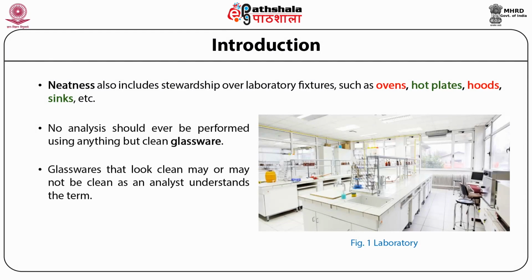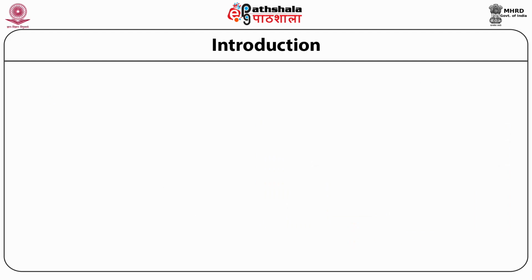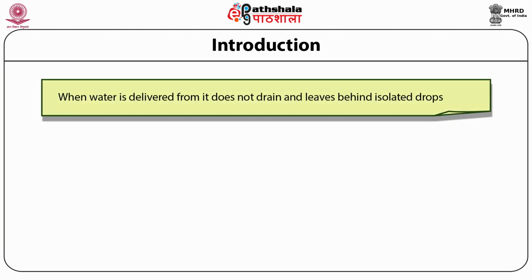Glasswares that look clean may or may not be clean as an analyst understands the term. Surfaces on which no visible dirt appears are often still contaminated by a thin, invisible film of greasy material. When water is delivered from a vessel so contaminated, it does not drain uniformly from the glass surface, but leaves behind isolated drops that are troublesome or sometimes impossible to recover.